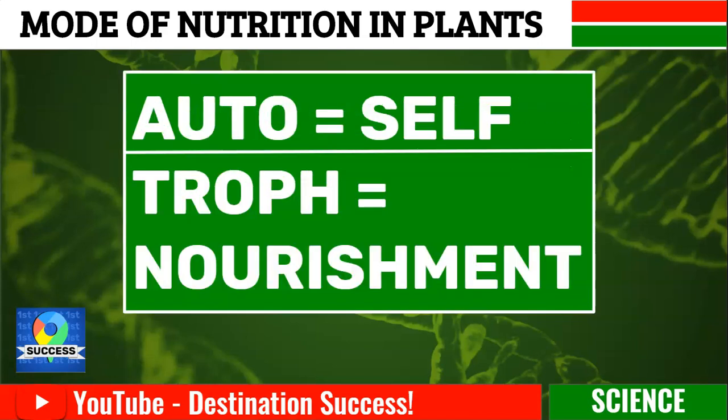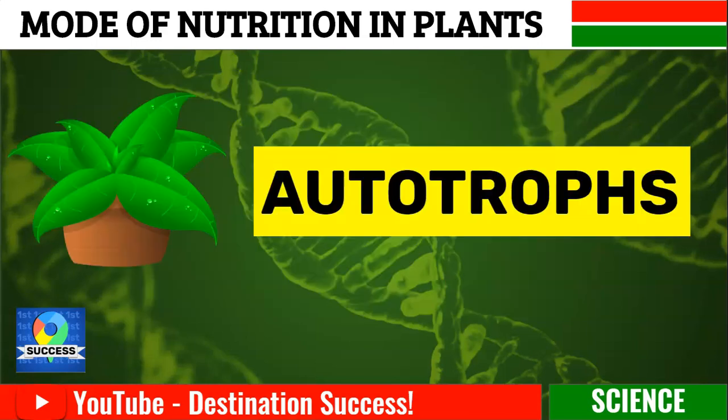The Greek prefix auto means self, and the Greek suffix troph means nourishment. So if you're an autotroph, then you nourish yourself by yourself. So plants are autotrophs because they use autotrophic nutrition, because they use themselves to nourish themselves, and they're autotrophs because they make their own food.